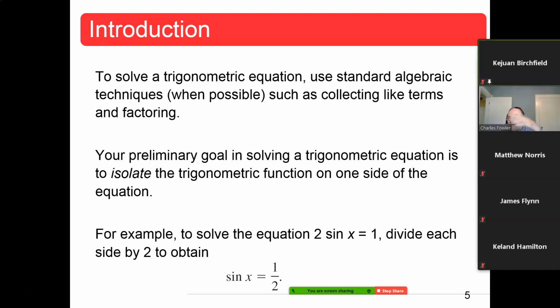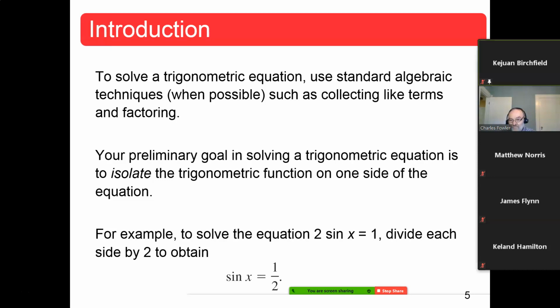Okay? X squared plus 7x plus 3 is equal to 14, or something like that. You're solving for the x. When you're solving a trigonometric equation, first solve for the trig function, and then turn around and solve for the variable x or theta or whatever it is. So you're one step further removed.